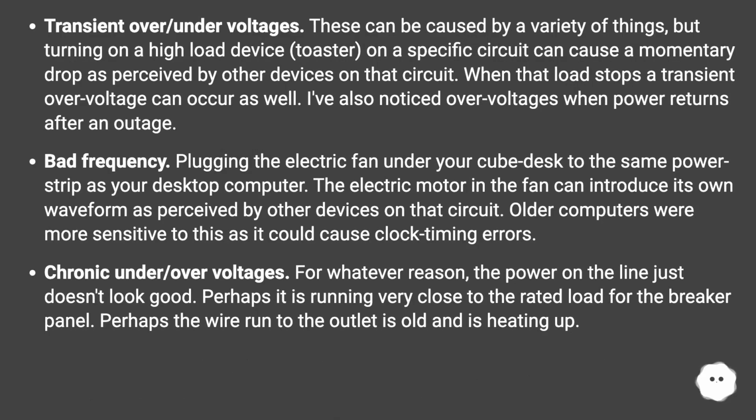Transient over and under voltages. These can be caused by a variety of things, but turning on a high-load device, like a toaster, on a specific circuit can cause a momentary drop as perceived by other devices on that circuit. When that load stops, a transient overvoltage can occur as well. I've also noticed overvoltages when power returns after an outage.